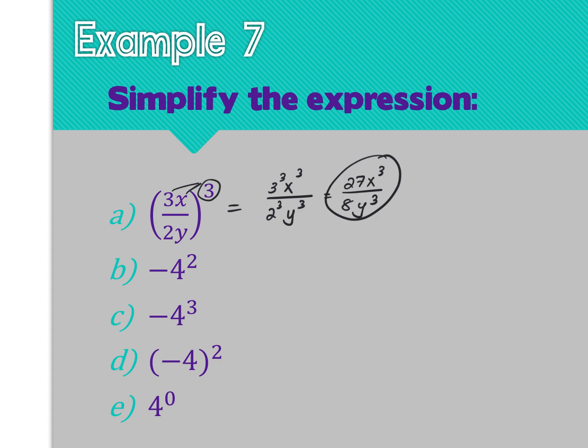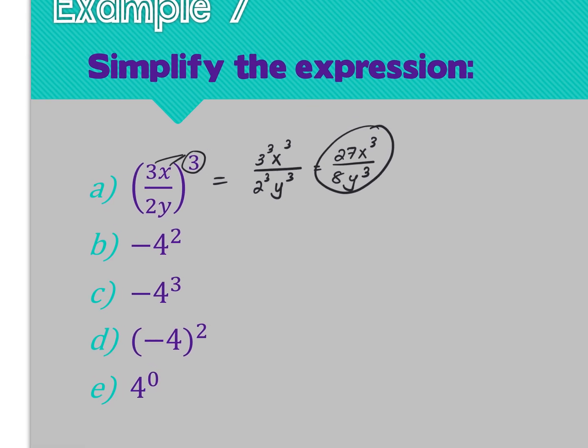That's fully simplified. Now here, notice I have negative 4 to the 2nd power. Now, the negative is not being raised to the 2nd power. If it was, it would look like that, but it's not. So what's happening here, think of the negative 4 as a negative 1 times 4 squared, like that, if that makes sense. So 4 squared is 16. Negative 1 times 16 is negative 16. And that's the answer to that one.